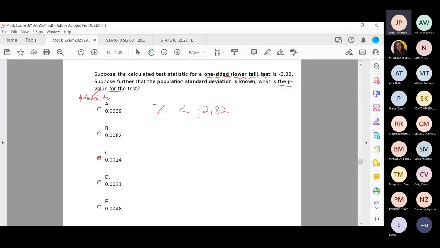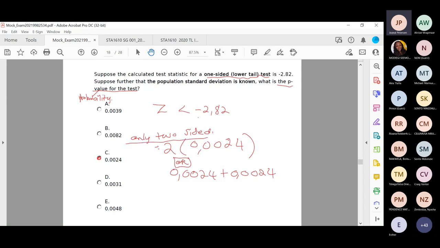Easy, né? Okay, so if it was said to be two-sided, how do you solve that question? If it's two-sided, we multiply, or you can add 0.0024 plus 0.0024. For a two-sided test, we multiply the value we find on the table by two, because there are two sides. We take into consideration that there is that side and this side. We take both of them. For a one-sided test, we only look at one value. Okay.